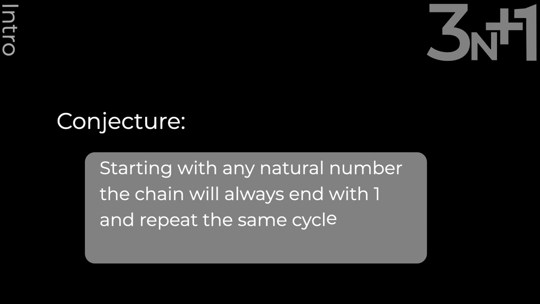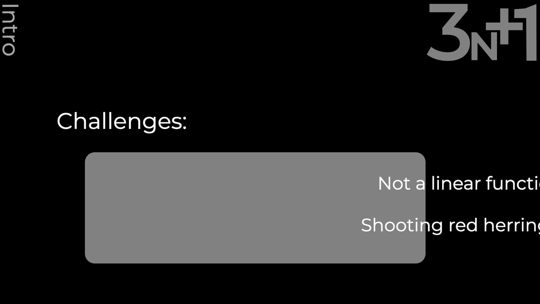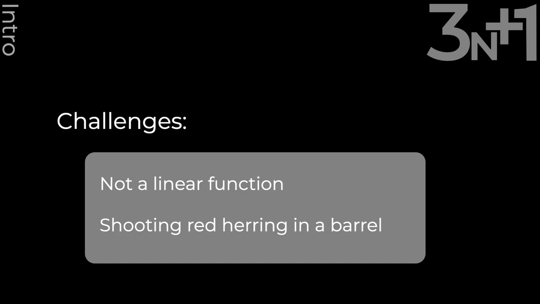It's important to understand that this implies two things. There are no other cycles, and there are no chains that go off to infinity. The challenges then are that we cannot use the algebra we know well, and there will be a lot of interesting things happening that will not lead to further insight.